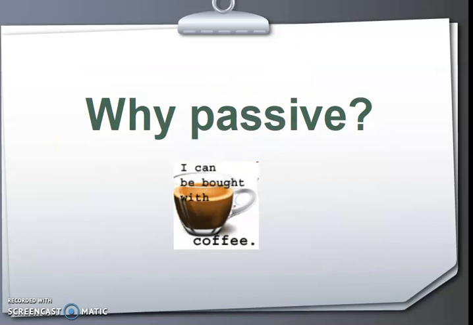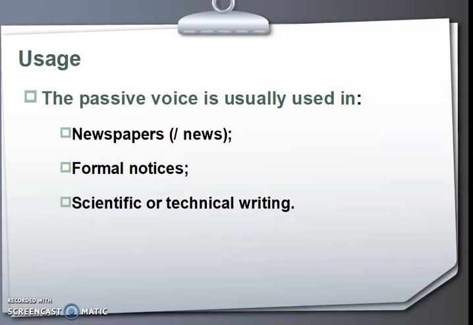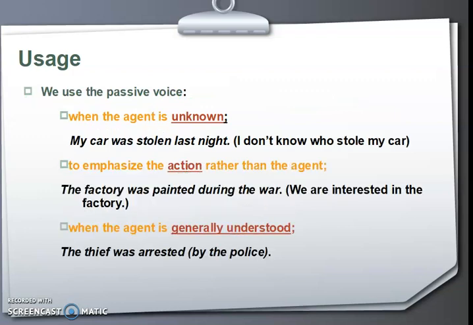Okay, the question is, why do we need passive voice? Passive voice is usually used in newspapers, newspaper articles, mainly titles and news. Okay. Then in formal notices, some of them we've seen in this presentation, and also in scientific or technical writing. So use of passive structure is common in newspapers and formal notices, scientific or technical writing, for several reasons.